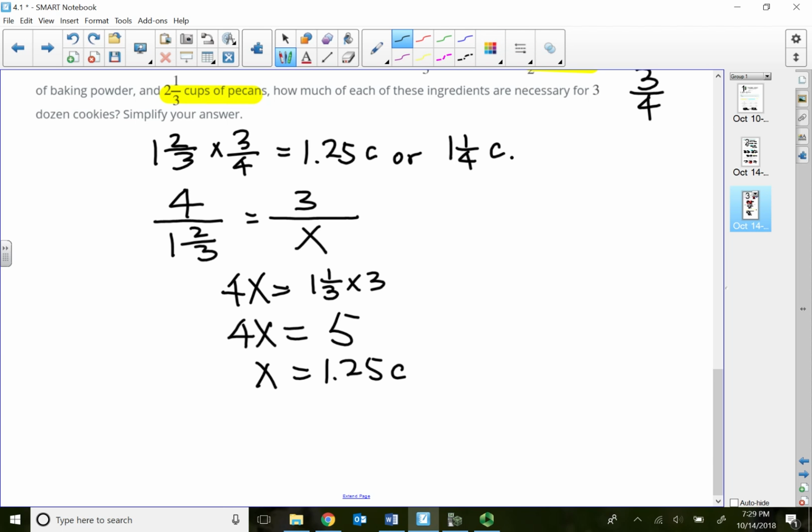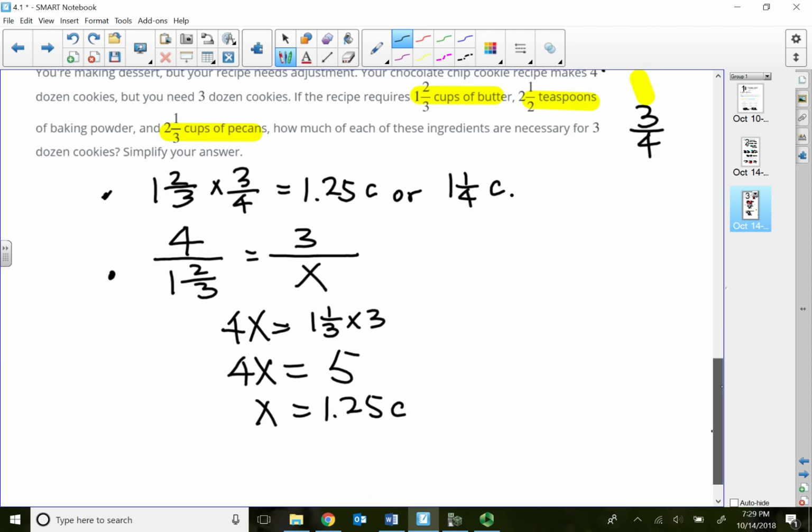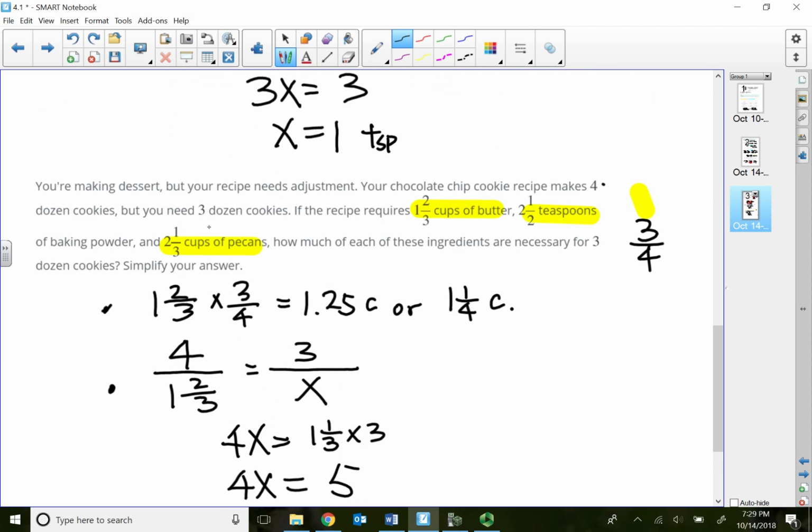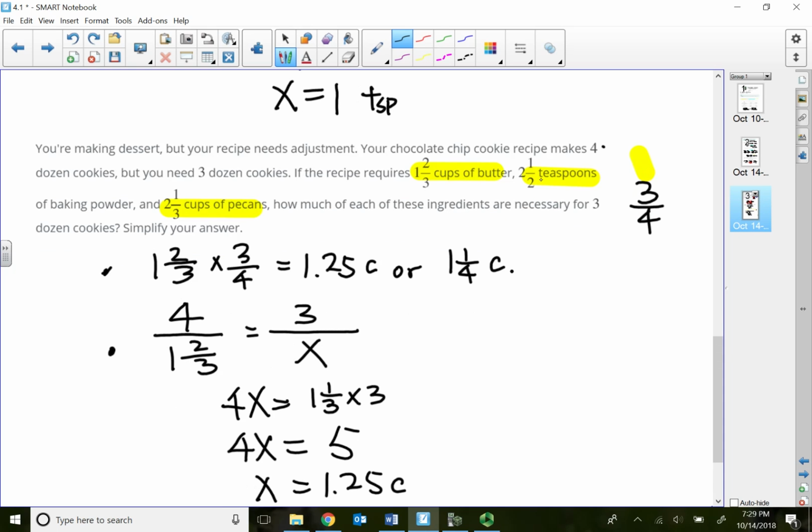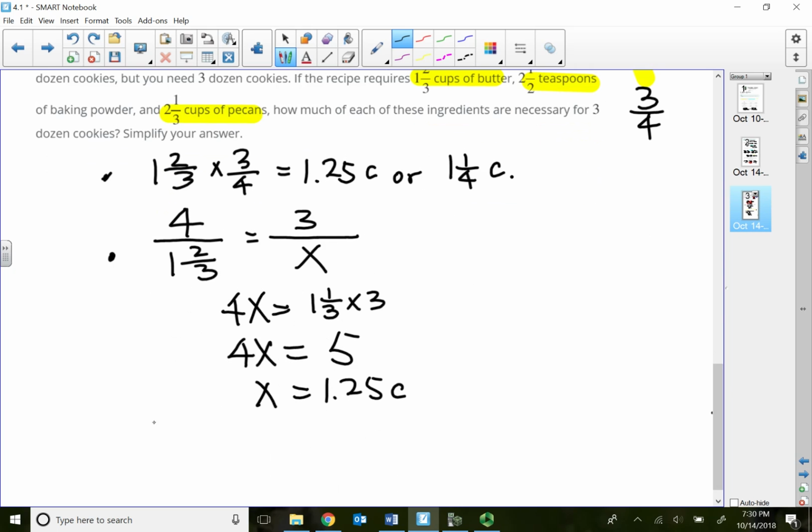So either technique will work. I'm going to go with my original technique. I was going to make 4 dozen. Now I only need to make 3 dozen. So what I need is 3/4 of what my recipe is calling for. So let's do baking powder. I just need 3/4 of it. So that will be 2.5 times 3/4.